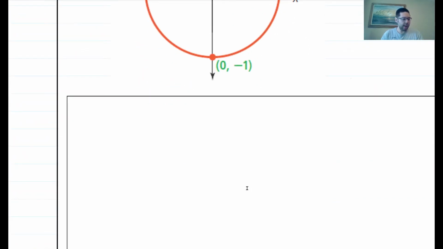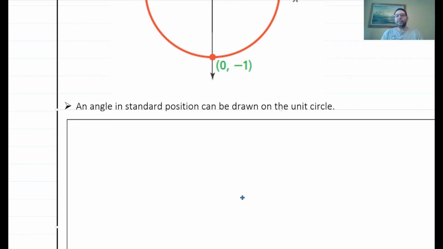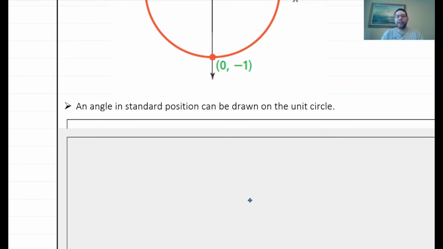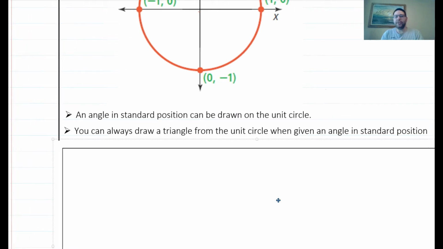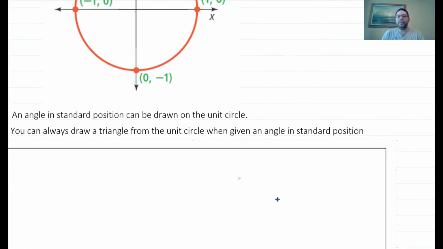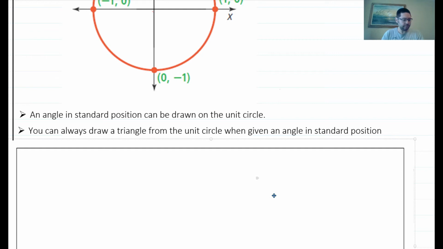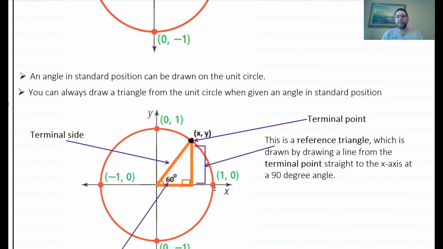All right, so first off, an angle in standard position can be drawn on the unit circle. We're going to show you how to actually do this. You can always draw a triangle from the unit circle when given an angle in standard position. So let's show you how that looks on the unit circle.